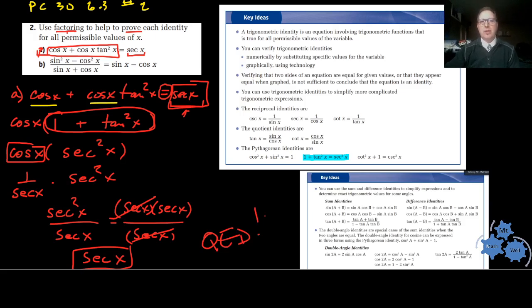So there's 6.3, number 2A. And again, here are your identities on the right there. So there's a little question for you from your homework.